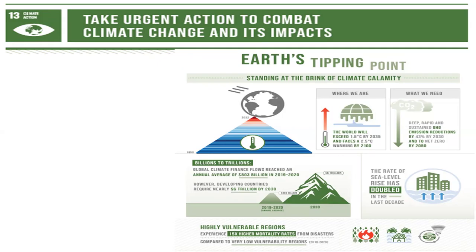And billions to trillions: global climate finance flows reached an annual average of 803 billion in 2019 to 2020, which is a very significant move. Why this is important is climate change poses a significant threat to human society and the planet. By taking urgent action, we can mitigate climate change, and adapting to its impacts can help save lives and protect livelihoods. Climate action can help protect biodiversity and ecosystem services. A sustainable future depends on addressing climate change.